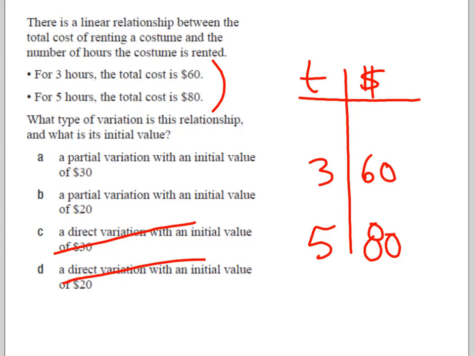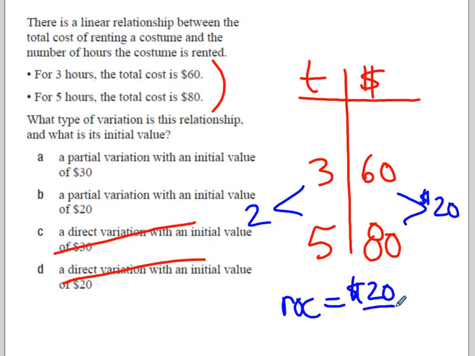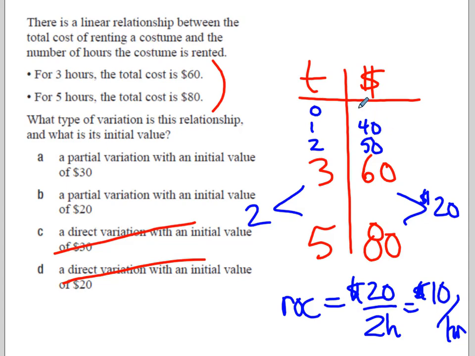So if we looked at these ones here, we can see there is a rate of change of 2 and $20. So my rate of change would be $20 every 2 hours or $10 for 1 hour. Okay, now I can use that information and work backwards. So if I work backwards to 2, 1, and then 0, these are all going to go down by 10. And there is my y-intercept. So this is a partial variation for sure with an initial value of $30.